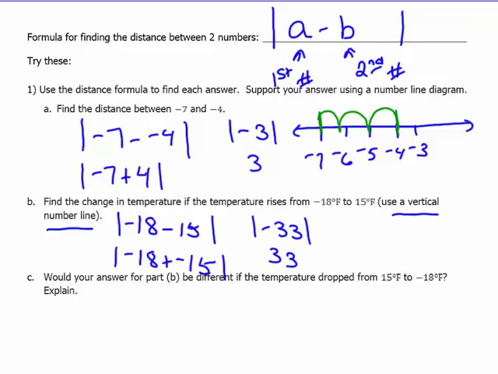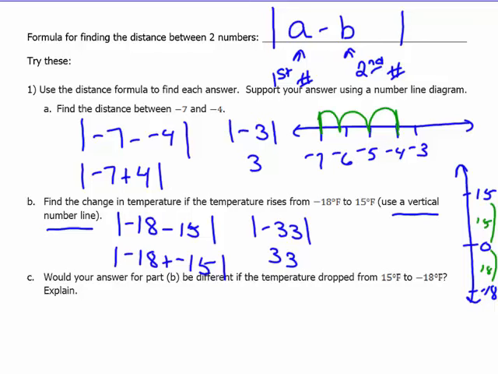All right, I'm just going to kind of show, instead of showing all those jumps, if I have 15 up here, and I have 0, and then I have negative 18. So if I'm going down my vertical number line, to get from here to here is 15 jumps, and then another 18 jumps. 15 jumps and 18 jumps is 33.